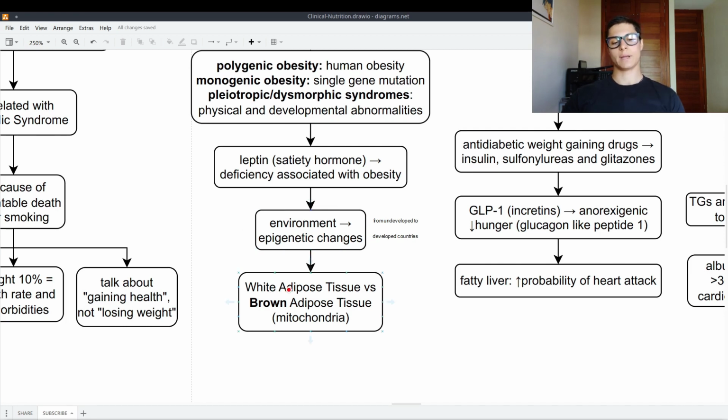We have to differentiate between adipose tissues, the white one and the brown one. The brown one is the healthiest one because it has a lot of mitochondria in it, that's why it's brown, and it helps us with the thermogenesis, the heat creation.